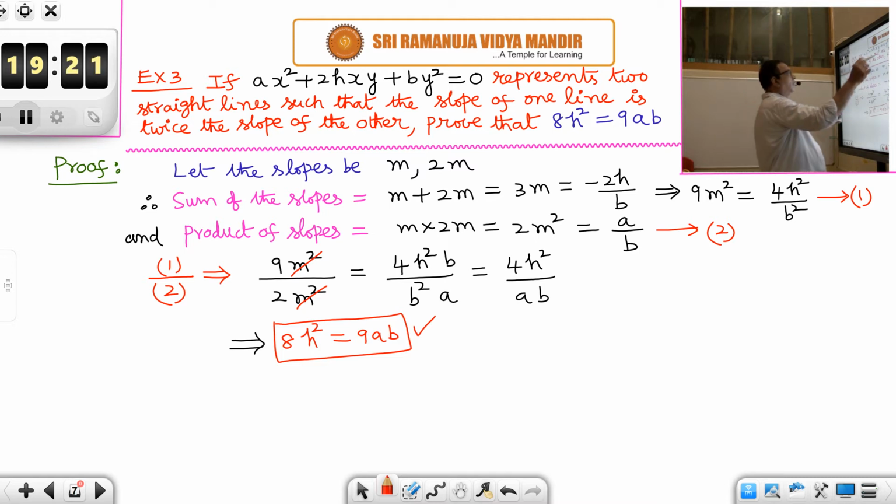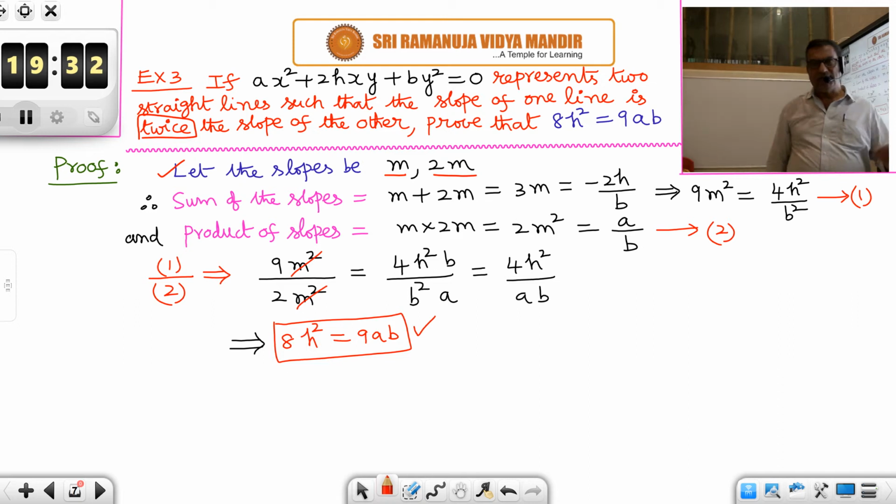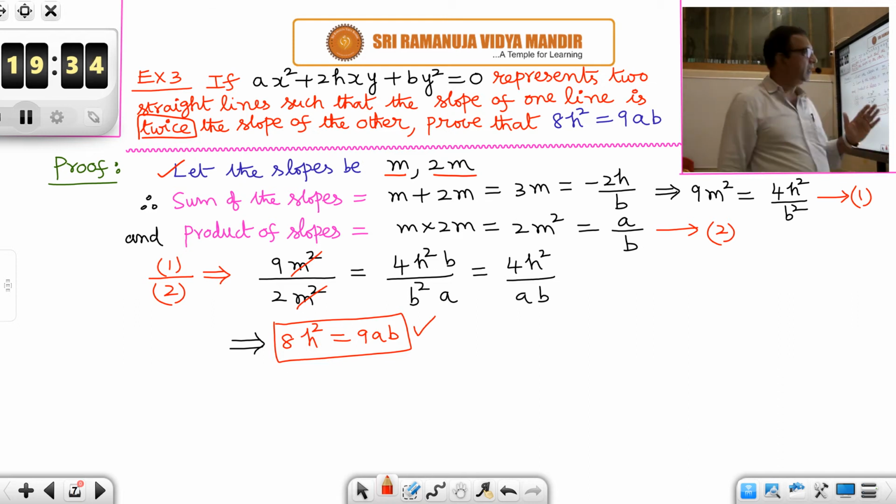So one line's slope is twice that of the other. Let us assume the slopes are m and 2m, because one slope is twice, that means double, the other. So let the slopes be m, 2m.